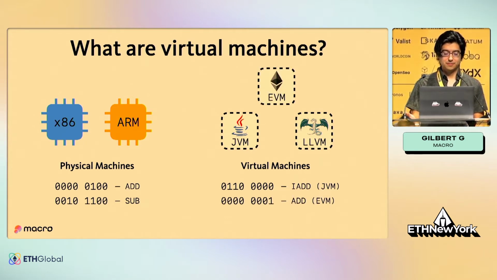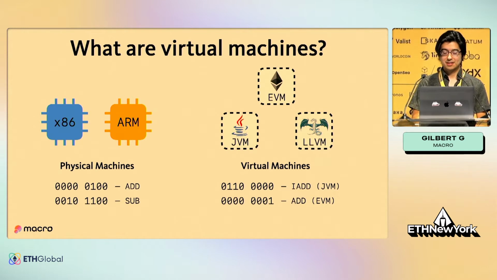And EVM is no different. EVM is a virtual machine, Ethereum virtual machine, that's what it stands for. And the purpose is so that you can run the EVM on multiple hardwares. That's good for decentralization. We want to run Ethereum on as many platforms as we can, and the aspect of the virtual machine helps us do that.